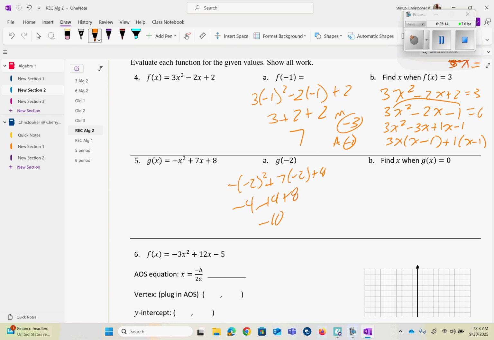This one, we want to solve it when it's equal to 0. So multiply everything by -1, excuse me. What two numbers multiply to give me -8 and add to give me -7? So -8 and +1. My answers are x equals 8 and x equals -1.